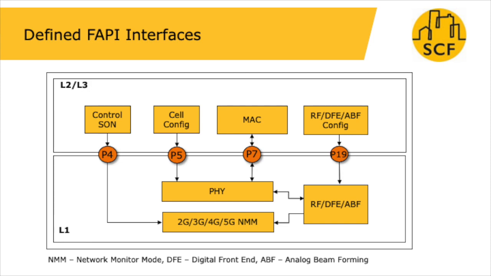We have P4. This sits between our control, our SON, so the self-organizing network part, and connects to an NMM, a network monitor mode. The idea is that NMM can sniff around and look for 2G, 3G, 4G, and 5G cells around, report back information to the SON, and then the SON has a really clear view of what the radio environment is around it. We have P5 and P7. These are the two interfaces that are part of the PHY API, so I'll come on to them more later. And then we have P19. This is to control the RF in an integrated small cell.